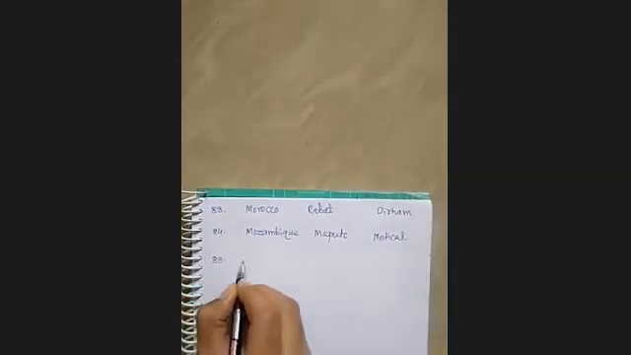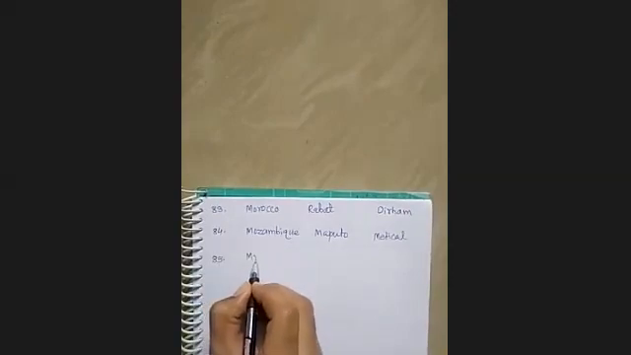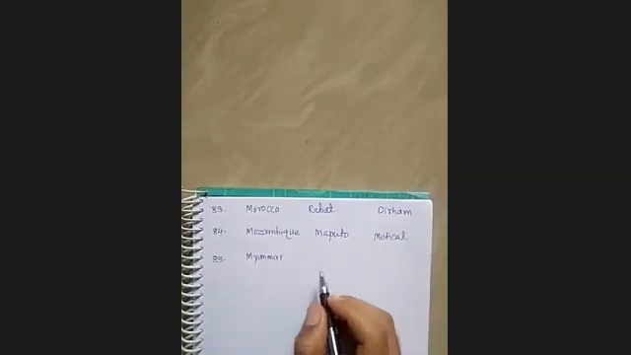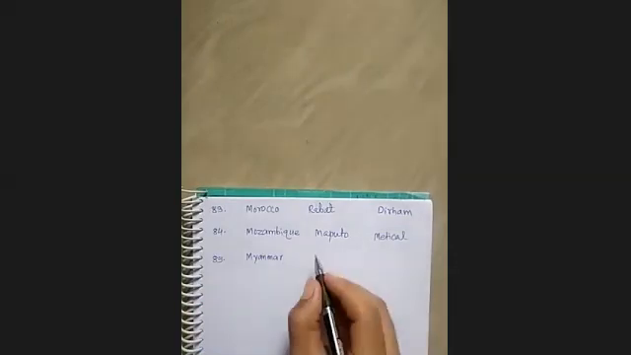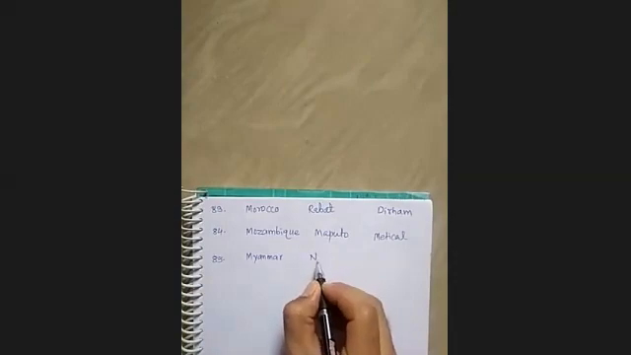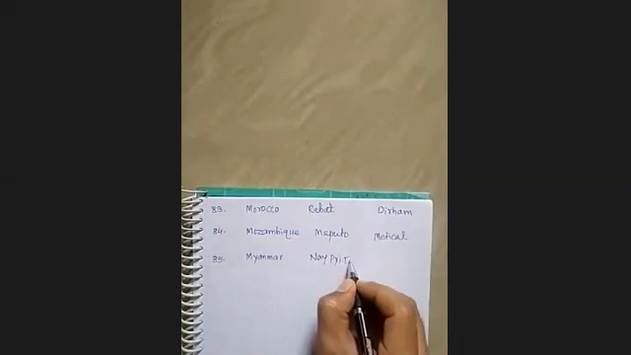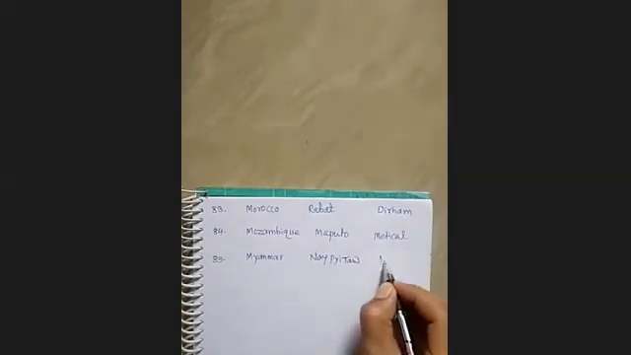Next is Myanmar. Yes, Nai Pei Cho. You can write it as a single word as well, right? It doesn't matter. And its capital currency is GAT.